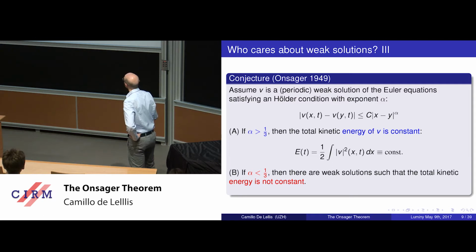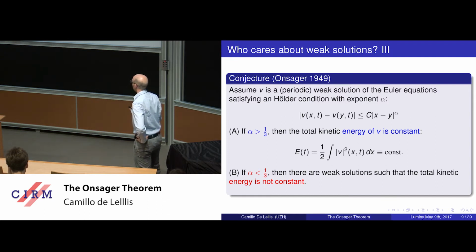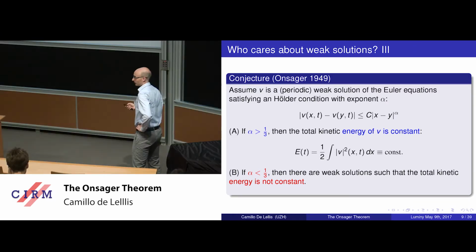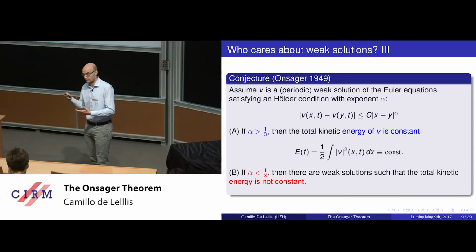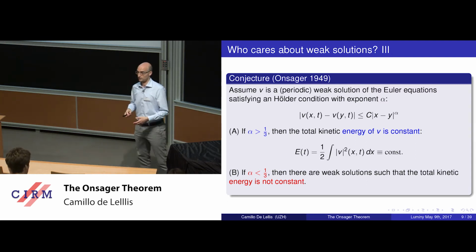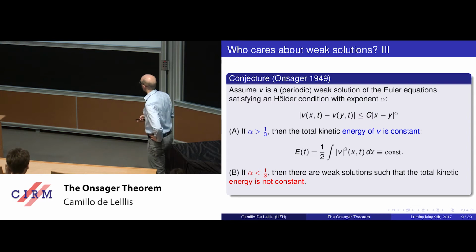But the interesting part, well, that of course is also very interesting, we will see later, but the other part which is kind of astonishing for a physicist in 1949 is that he conjectures if you have α below 1/3, then there should be weak solutions whose total kinetic energy is not constant. Okay? And this 1/3 is not just a random exponent. This 1/3 is connected to the 3/2 that you saw in the slides on Kolmogorov theory. So this 1/3 is an exponent with a physical significance.